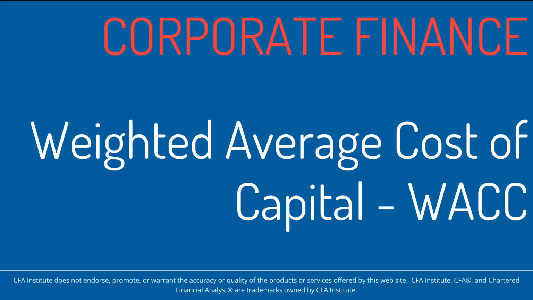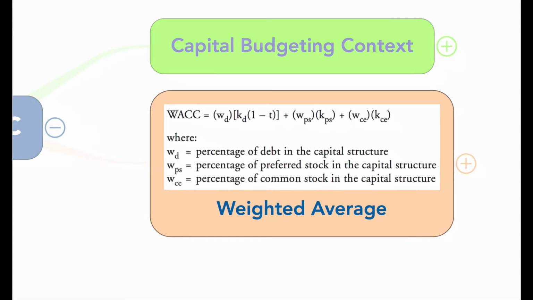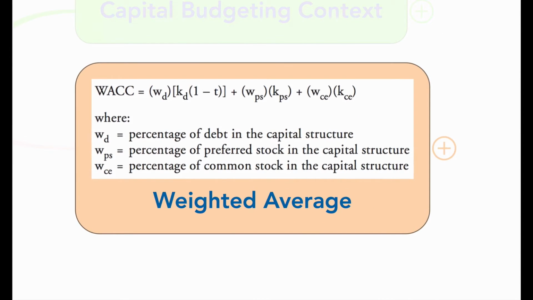So let's get started. Now, a company typically has several alternatives for raising capital, including issuing debt, preferred stock, and common stock. These in turn are referred to as the component costs of capital. Now, the formula itself for the weighted average cost of capital is the percentage of debt in the capital structure multiplied by the rate at which the firm can issue new debt.